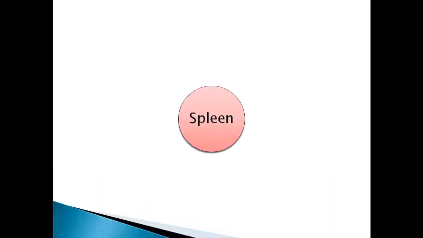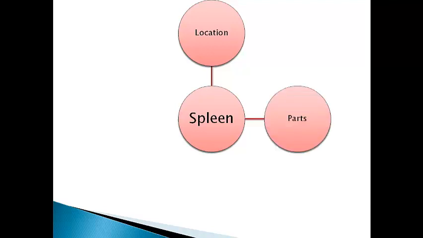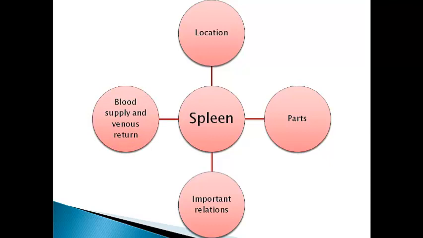For this session, we're going to look at the location of the spleen. We're going to find out where it's found in the body exactly. We're going to look at the different parts of the spleen, go through the important relations, and look at the blood supply and venous return really quickly. This is a relatively short and easy topic, so we should just breeze right through it. Okay, so let's go ahead and get started.